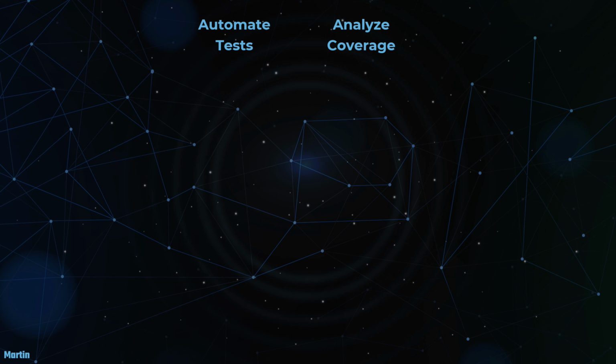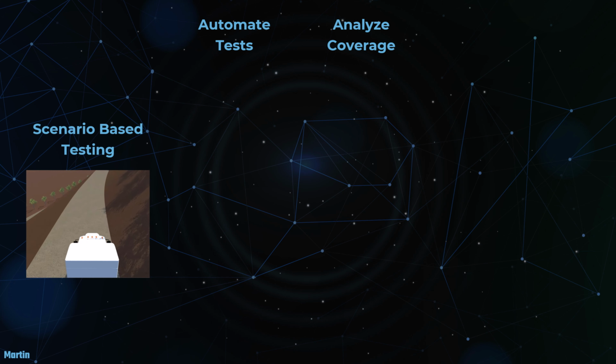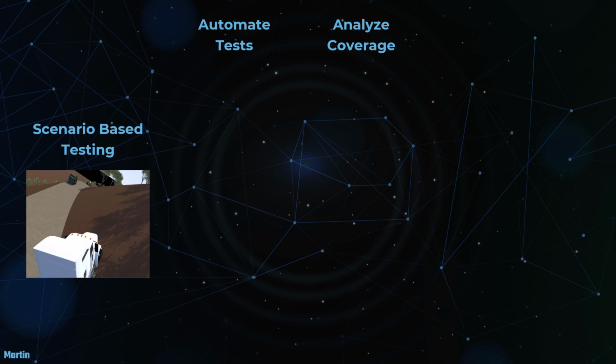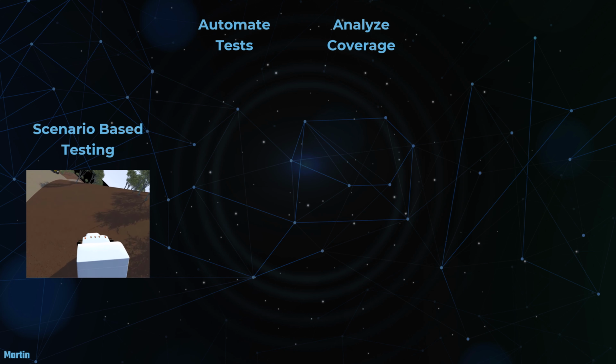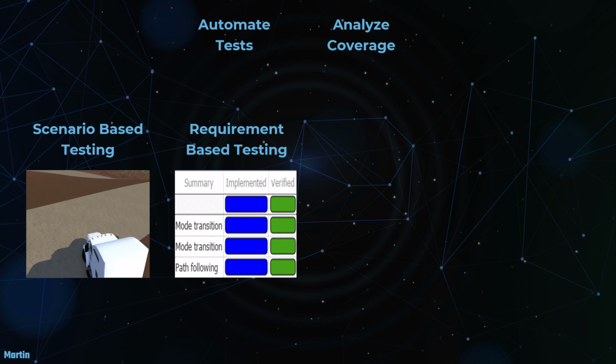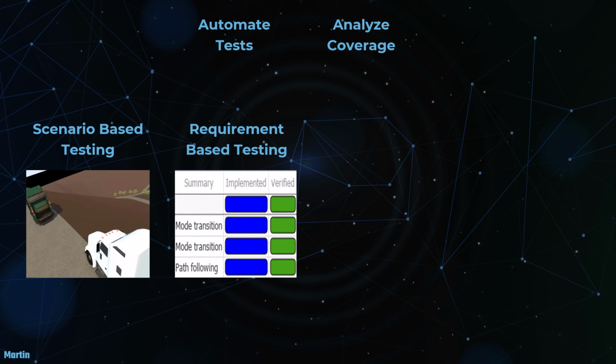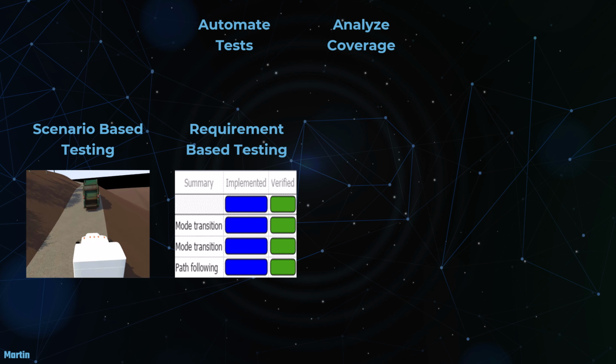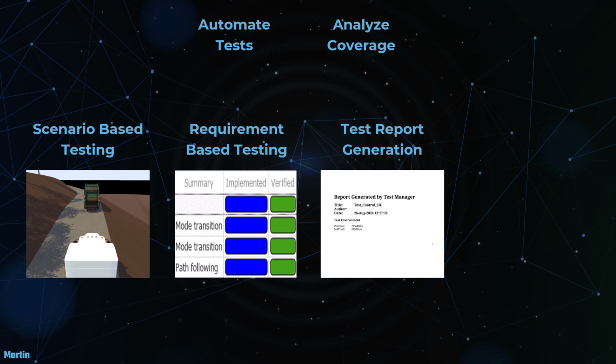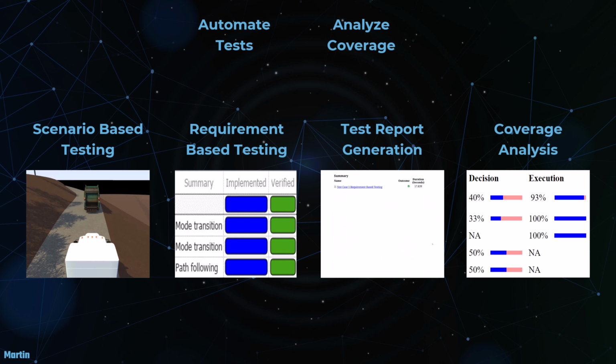In this demonstration, we'll cover several key aspects. Scenario-based testing, evaluating how the system performs under different simulated scenarios. Requirement-based testing, ensuring that all requirements are met through targeted test cases. Test report generation, documenting the results of our tests for review and compliance. Coverage analysis, analyzing how thoroughly the tests have exercised the model to identify any untested areas.